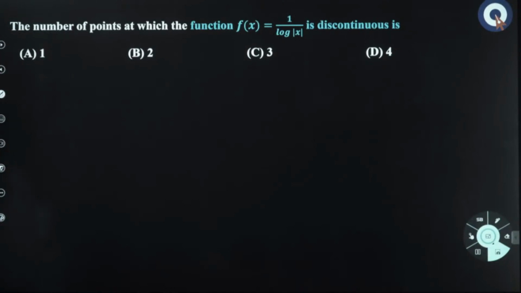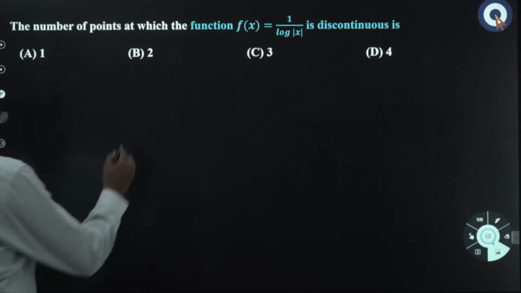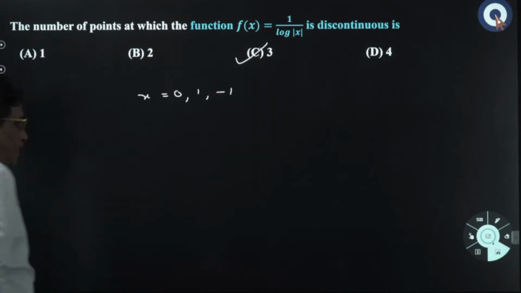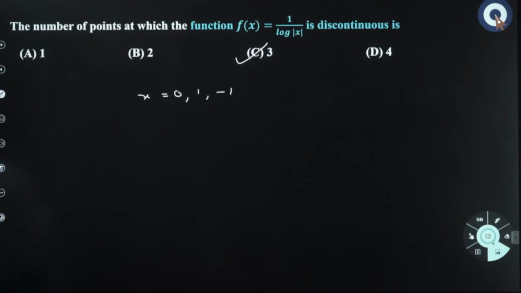The number of points at which the function fx is equal to 1 by log mod x is discontinuous. Here, obviously, wherever the function is not defined, it becomes discontinuous there. The function is not defined at x equal to 0, at x equal to minus 1 and x equal to 1. Therefore, there are 3 points where the function becomes discontinuous. At x is equal to 0, 1 and minus 1. These are the 3 points where the function becomes discontinuous.